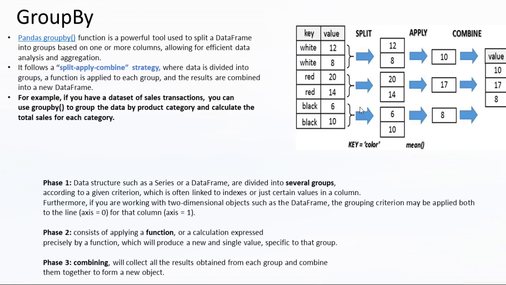So in the first phase we do splitting, right? Suppose I am doing splitting based upon the color. That means I am grouping the first two rows into one group, the next two rows into a second group, and the last two rows into the third group. So basically I've done splitting based upon the color. In the second phase, I'm going to apply, let's say, the mean function. The mean of the first group is calculated, the mean of the second group is calculated, the mean of the third group is calculated. And then finally I'm going to combine all these and put them together into one single data frame. So this was just a simple example of how the GroupBy process works.